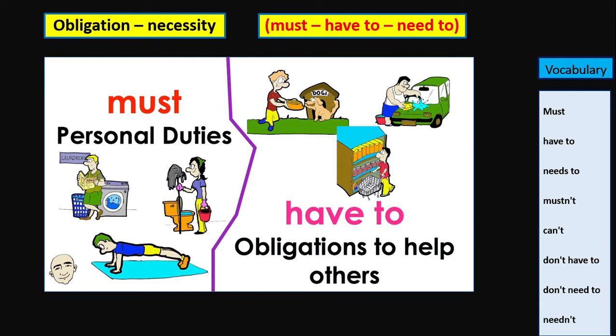Why do we use have to? For obligation, for example, to help others. You have to wash your car, you have to feed your dog, you have to buy food for your family. Again, notice that for obligation and necessity, we use must, have to, and need to.